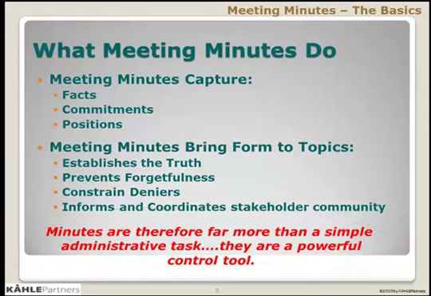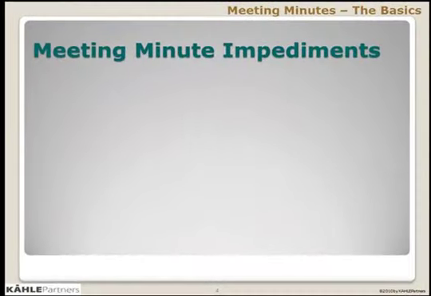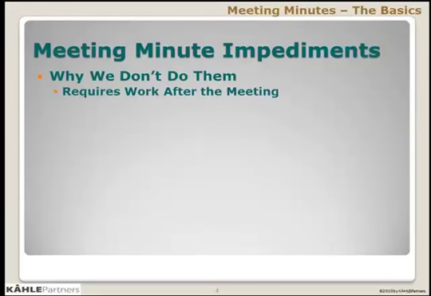Now, given all these benefits, you might think that we do meeting minutes for every meeting, but we don't. And we don't do them for some very good reasons. The fact of the matter is that meeting minutes require some work. And this is so for a couple of reasons.